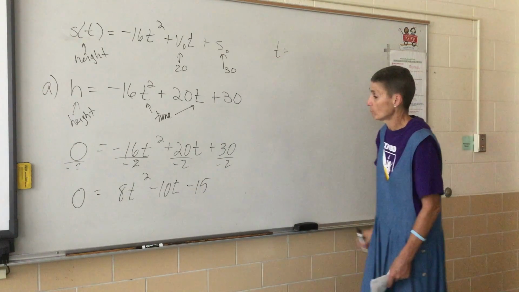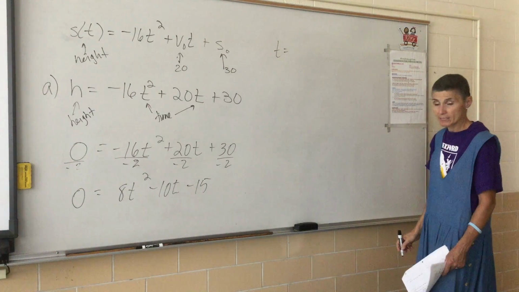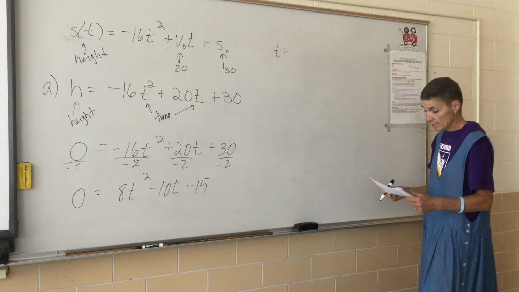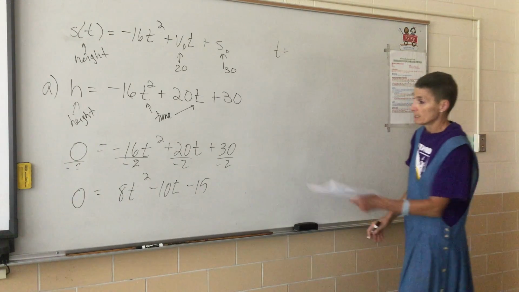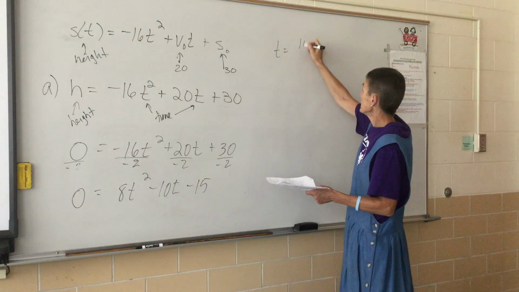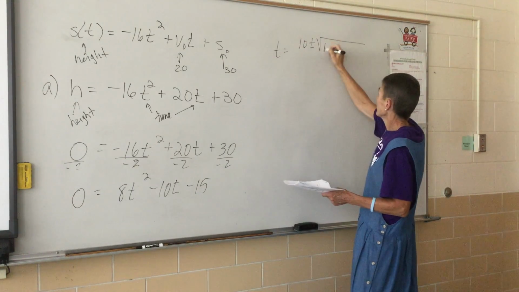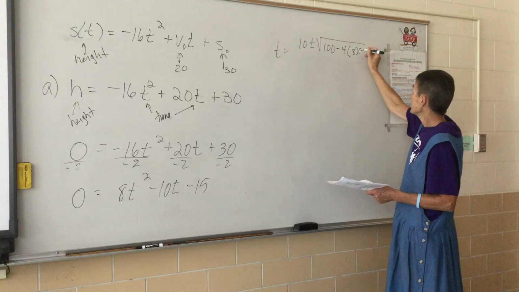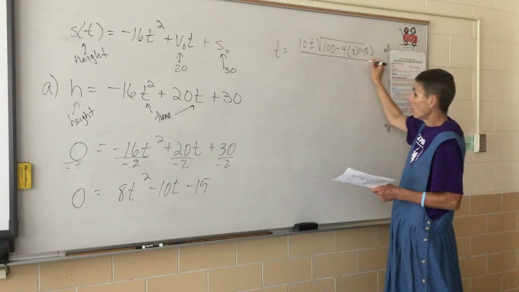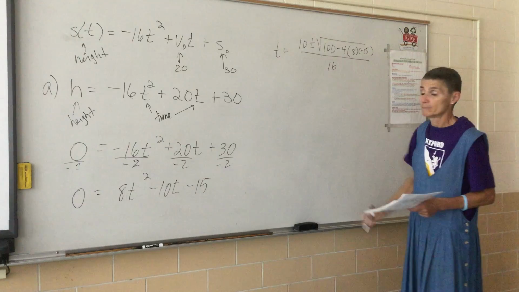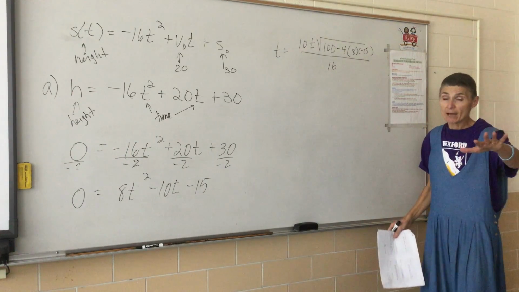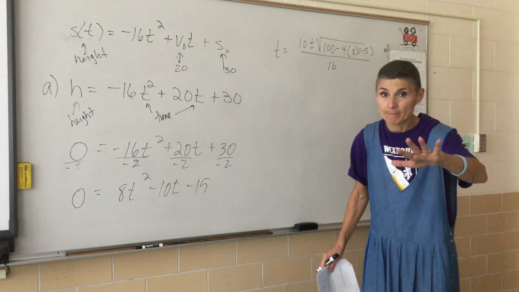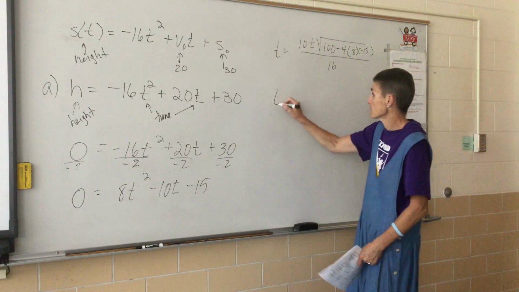Using my quadratic formula, t equals negative b plus or minus the square root of b squared minus 4 times a times c, all over 2a. Now, you've got a calculator, you can use it. I don't have one, so I'm going to have to do this by hand.